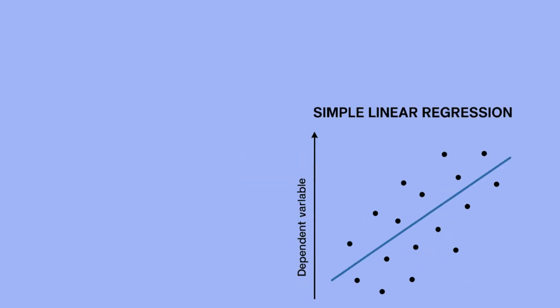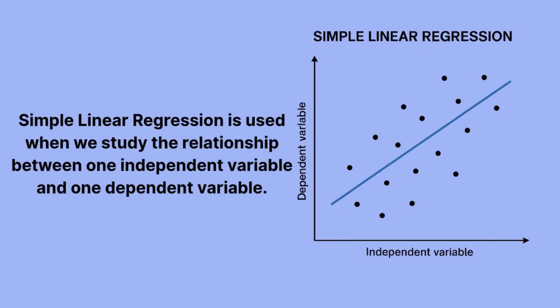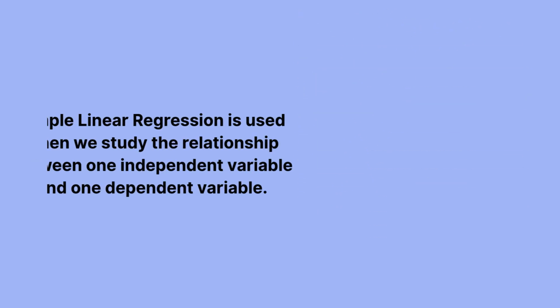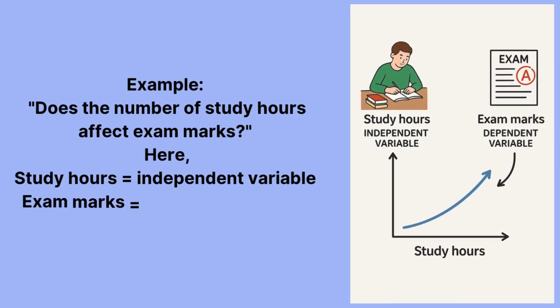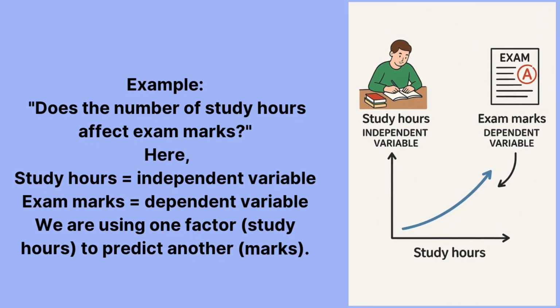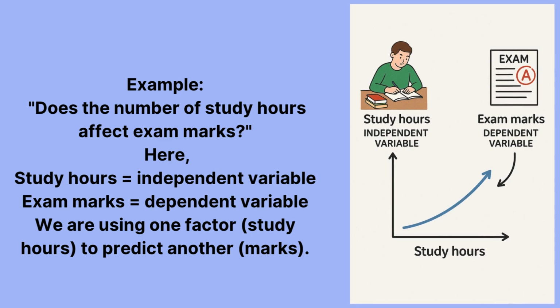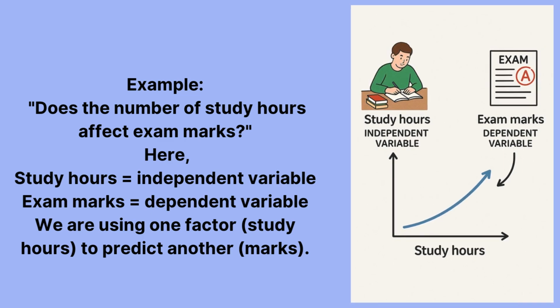Simple linear regression. Simple linear regression is used when we study the relationship between one independent variable and one dependent variable. Example, does the number of study hours affect exam marks? Here, study hours equals independent variable, exam marks equals dependent variable. We are using one factor, study hours, to predict another, marks.